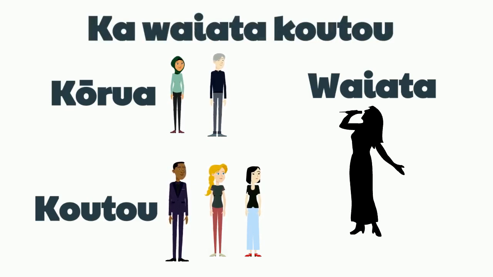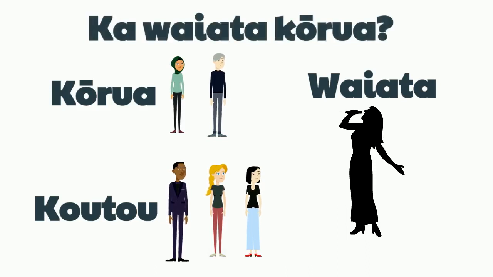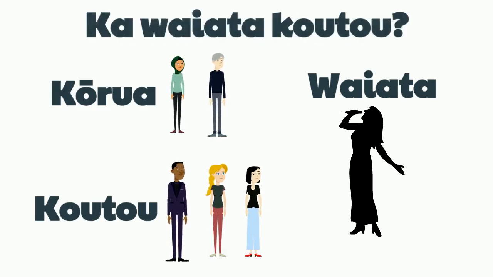We can create questions simply with a change of inflection. Ka waiata kōrua. Will you two sing? Ka waiata koutou. Will all of you sing?